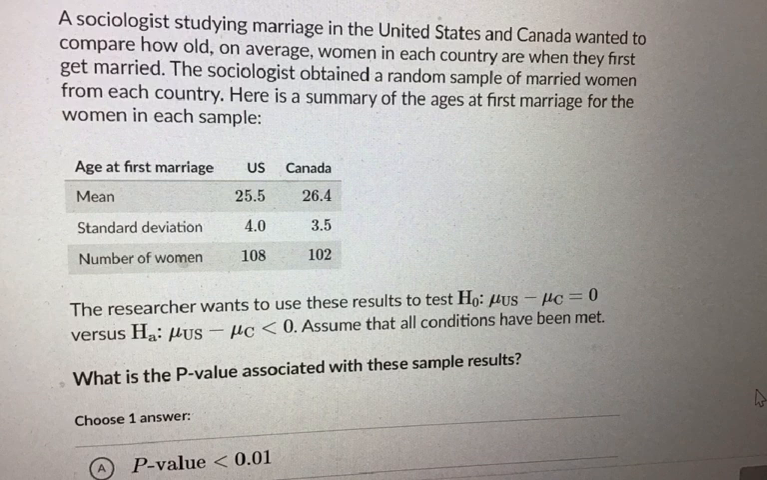A sociologist studying marriage in the U.S. and Canada wanted to compare how old on average women in each country are when they first got married. So we're comparing U.S. with Canada. And notice the U.S. is a little bit younger than Canada as a mean age when they got married. The researcher wants to use these results to test.